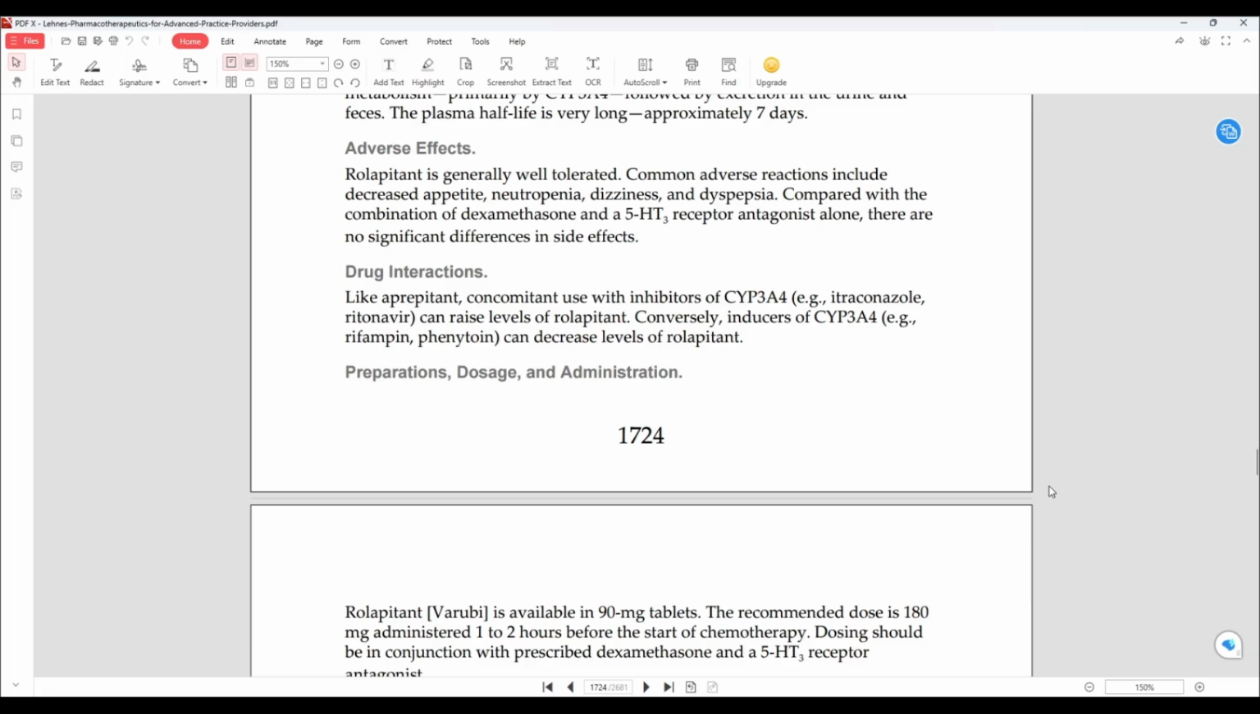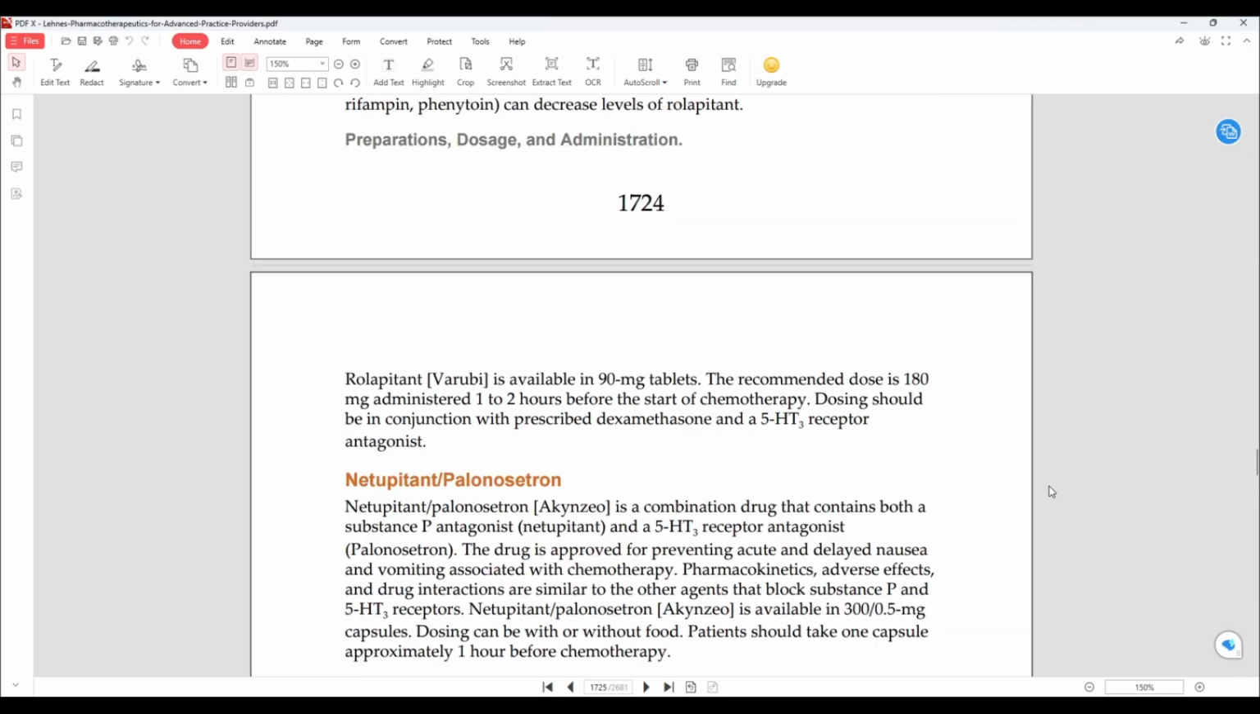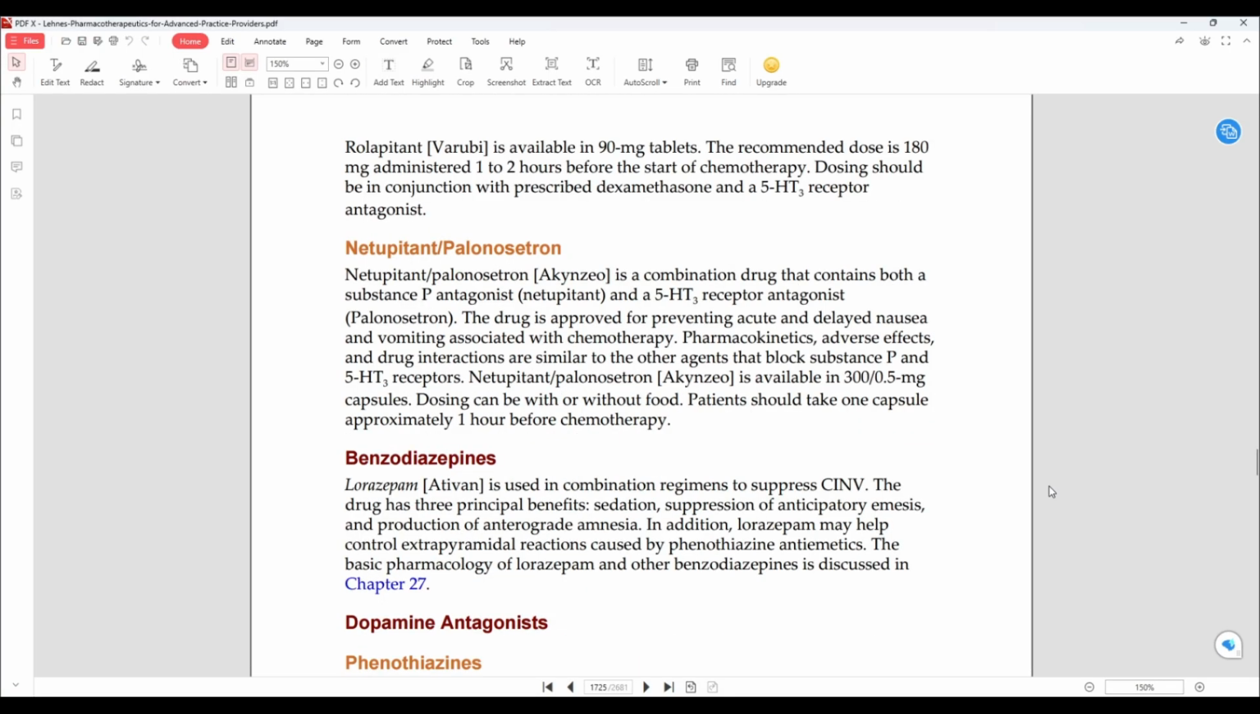Its drug interactions, however, like aprepitant, concomitant use with inhibitors of CYP3A4 can raise levels of rolapitant. Conversely, inducers of CYP3A4 can decrease levels of rolapitant. So its preparation, dosage, and administration. Rolapitant is available in 90 milligram tablets. The recommended dose is 180 milligrams, administered 1 to 2 hours before the start of chemotherapy. Dosing should be in conjunction with the prescribed dexamethasone and a 5-HT receptor antagonist.